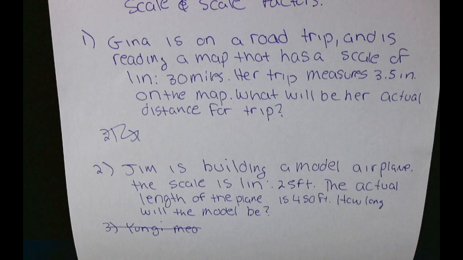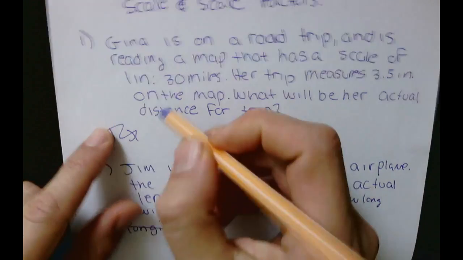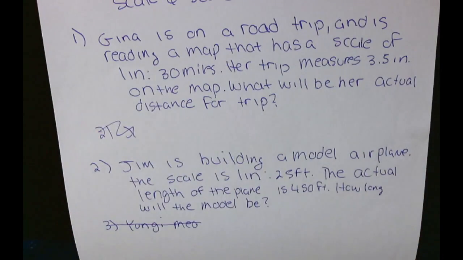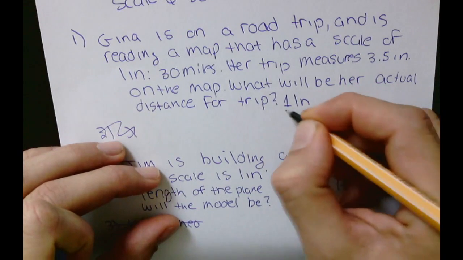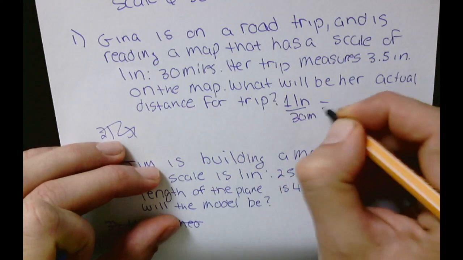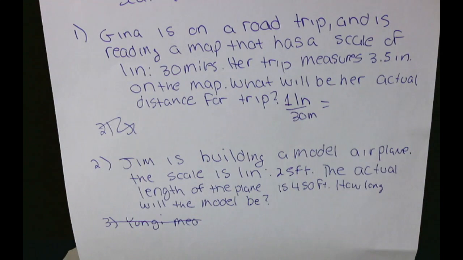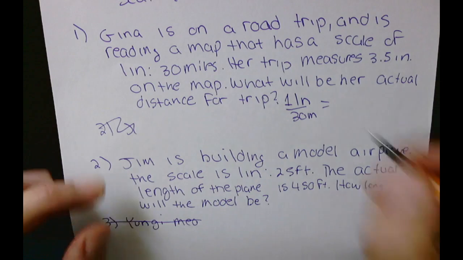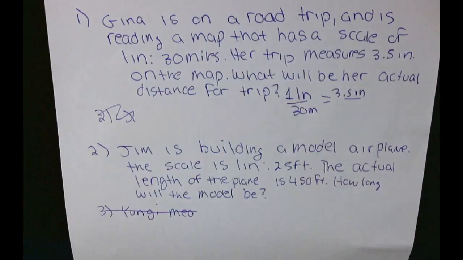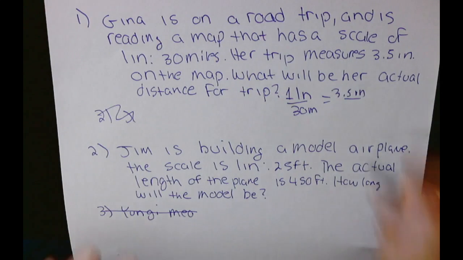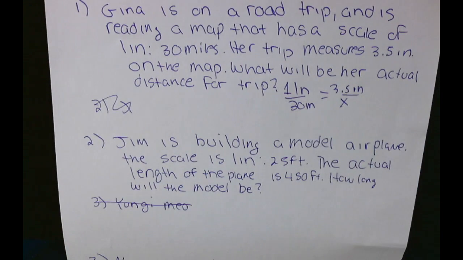To figure out the actual distance of the trip, we've got 1 inch equals 30 miles. I've got 3.5 inches on the map, so I've got to do that. We want to make sure we do inches over inches, so we have x here.